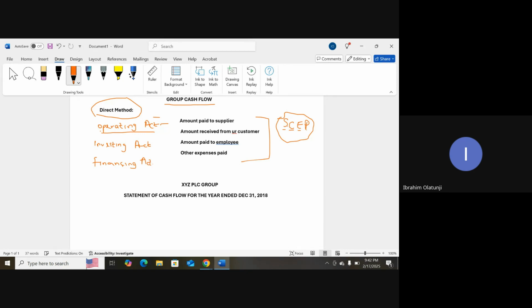So these are the headings that we are going to use while preparing cash flow statements. And you must put the headings accordingly, not that you will change it. You have to start from operating, followed by investing, and finally financing. Then you can now come here and write operating activities.